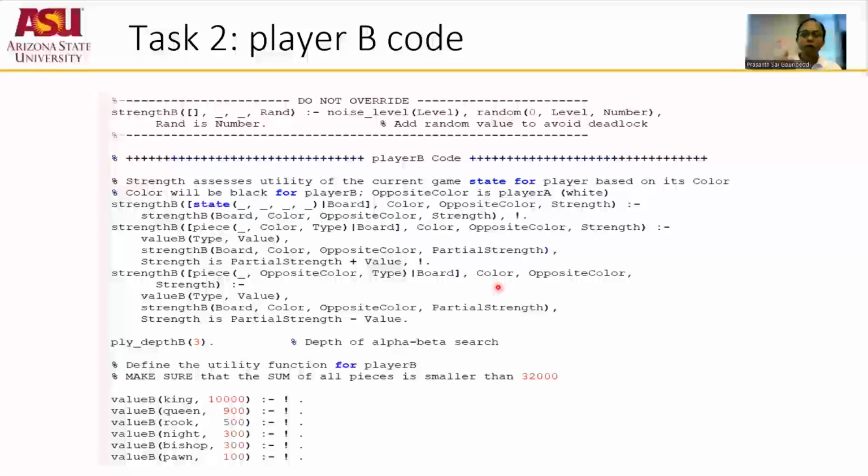The idea of how deep you would search is based on this definition called ply depth 3. Now this depth is for player B, and you can define your own for player A. The values for a particular move, like that of a king reaching a state where the king has won, give 10,000 points. And similarly, capturing various other pieces have points below that. So based on these values, the strength is calculated.